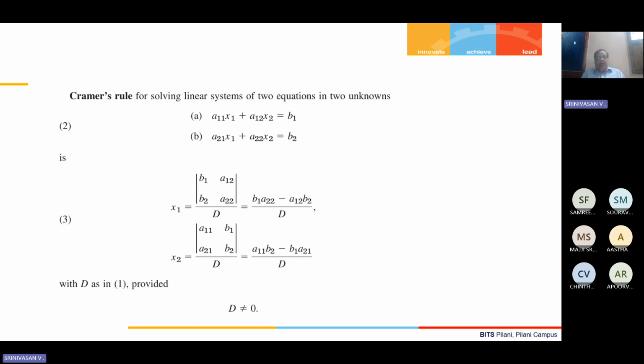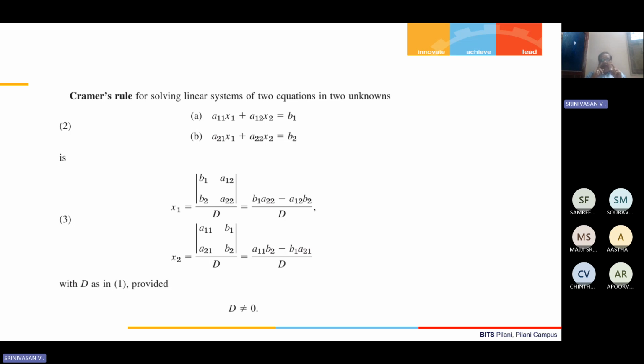Cramer's rule for solving a linear system of equations in two unknowns. Okay, you know very well what the two equations in two unknowns are. What is the general form? a11 x1 plus a12 x2 equal to b1. a21 x1 plus a22 x2 equal to b2. Okay. So what are the unknowns to be found? What do you mean by solving this system of equations? You need to find the values of the unknowns x1 and x2.